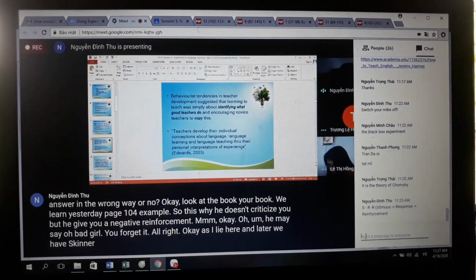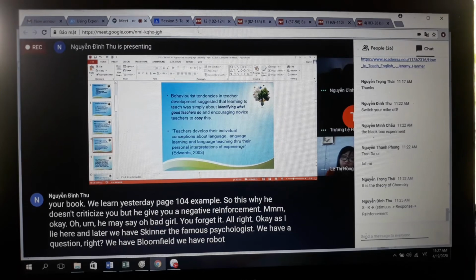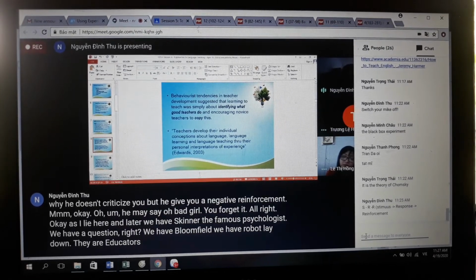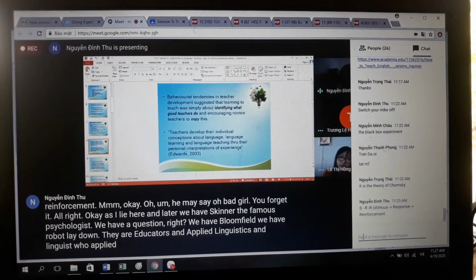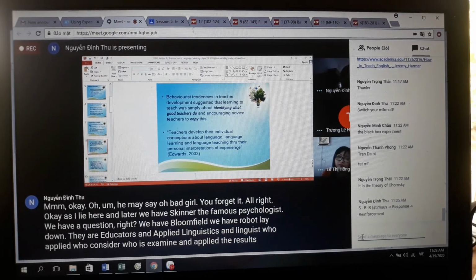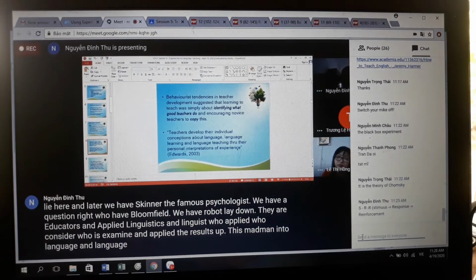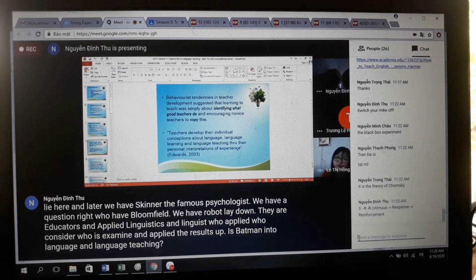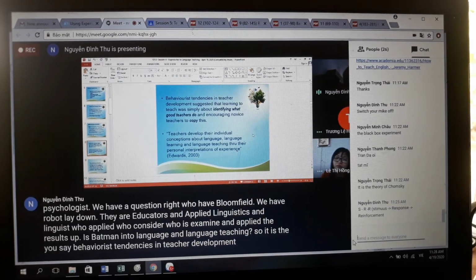And later we have Skinner, the famous psychologist. We have Watson, right? We have Bloomfield. We have Robert Lado. They are educators and applied linguists who examined and applied the results of the experiment into language and language teaching. So this is what you see: behaviorist tendencies in teacher development, professional development.